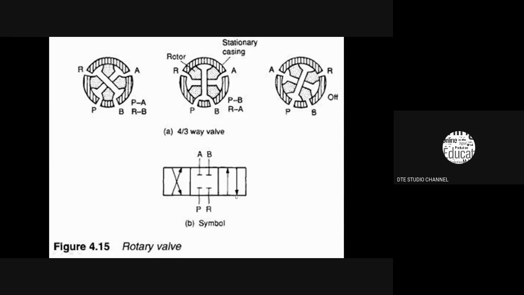Returning of a fluid from the actuator is shown by this arrow. This is the first position. In the second position, connection is made from P to B. That's why the P to B connection is made.